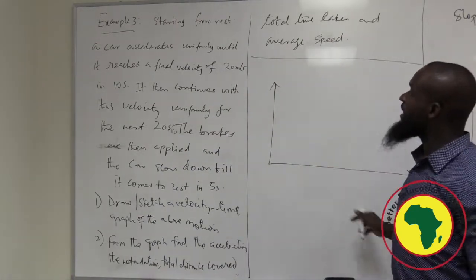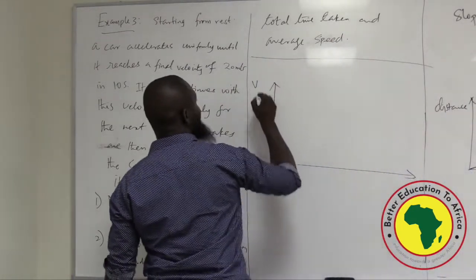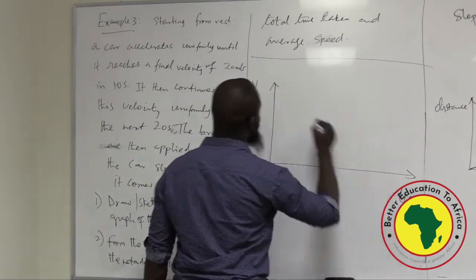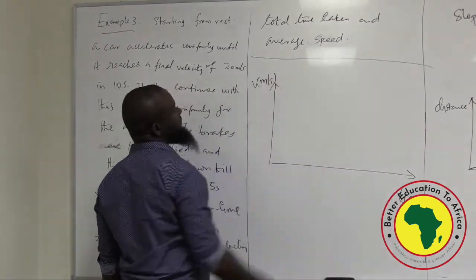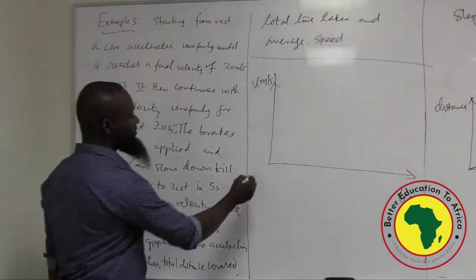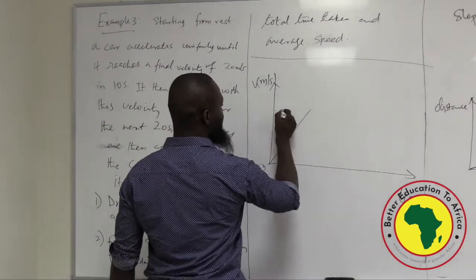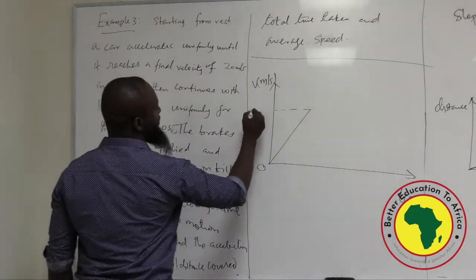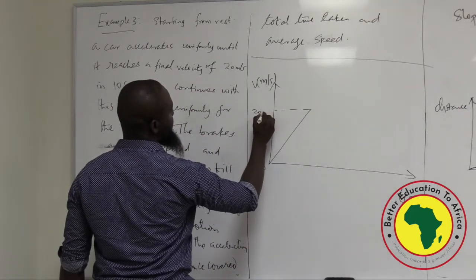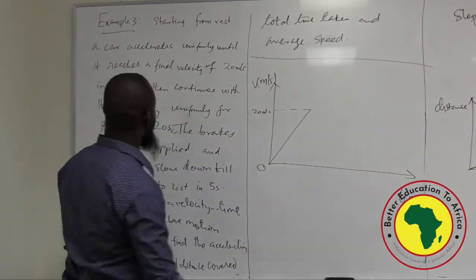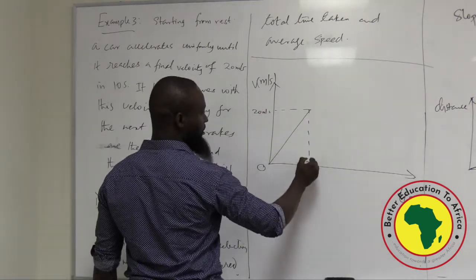Velocity plotted against time. So this velocity v, this is time t. In seconds, velocity v meters per second. I label my axis. Starting from rest, means starts from zero. Acceleration is a straight line until it reaches a final velocity of 20 meters per second. So this is 20 meters per second, in 10 seconds. So the time it takes to reach there is 10.